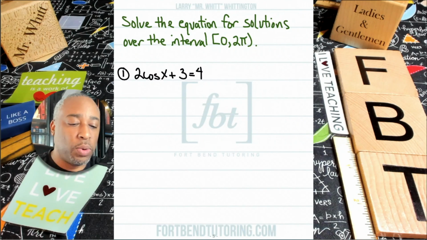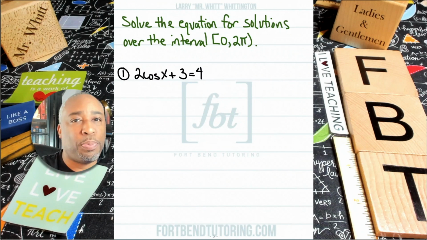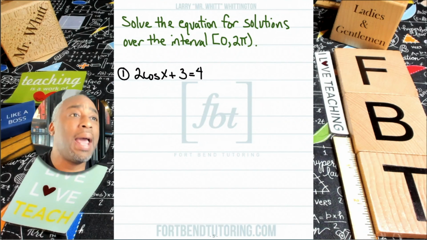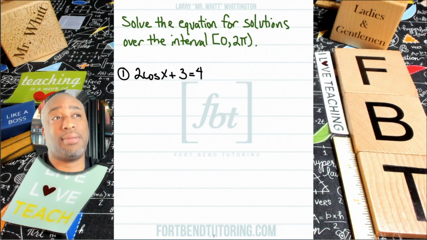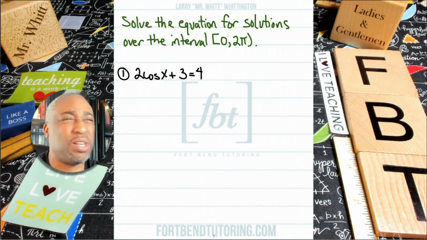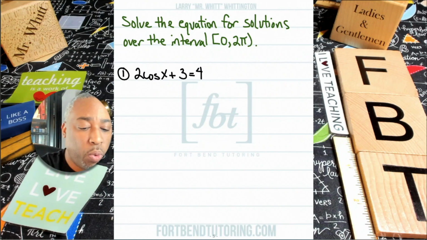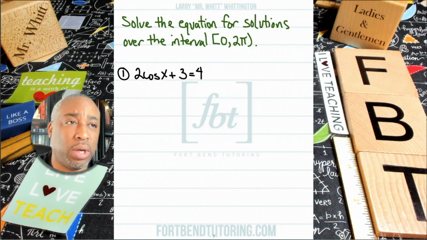Step 1. Let's solve the equation for solutions over the interval from 0 to 2 pi radians. First of all, guys, we can identify the fact that the results of this equation need to be in radians because it's going from 0 to 2 pi. We don't see a degree symbol on the values. So therefore, we can confidently assume they want us to have the solution in radians, and that's what we're going to give them. We're going to start out by isolating the trigonometric function, okay?